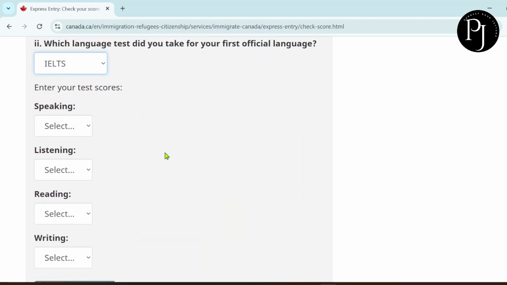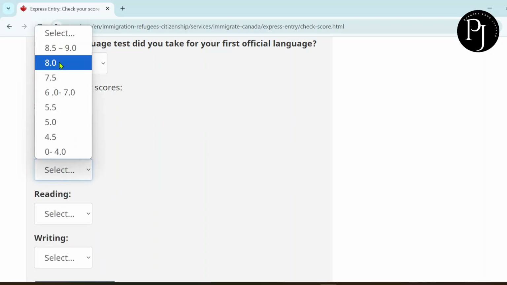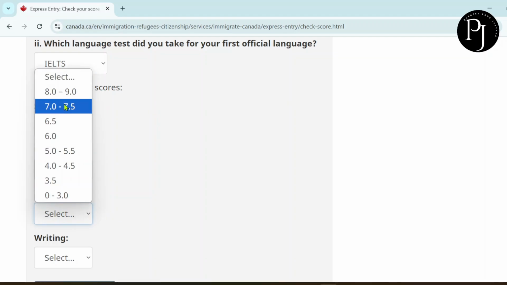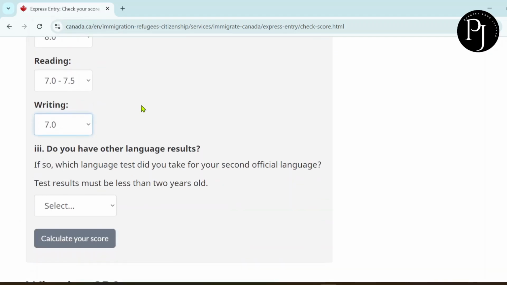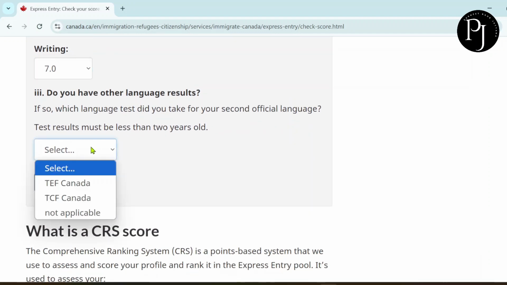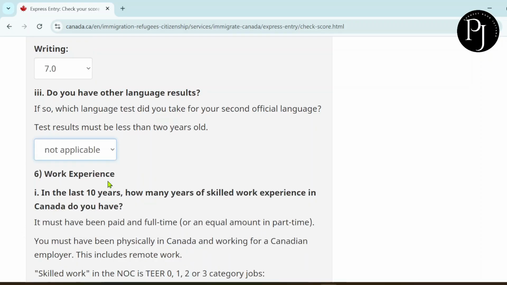So IELTS is general training. You don't have to give IELTS academic here. The speaking is 7.5 to 9, 8, then reading. Just put your score here, whatever score you have. And do you have other language results? If you have any, then type it, else not applicable.